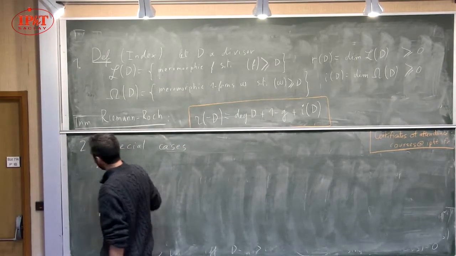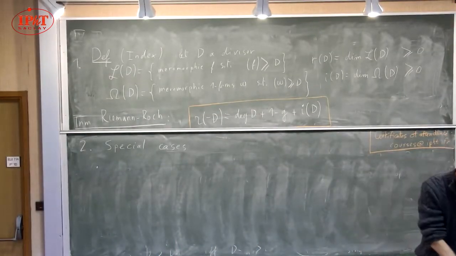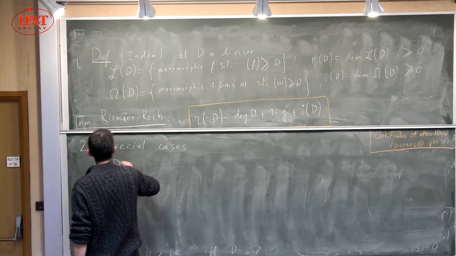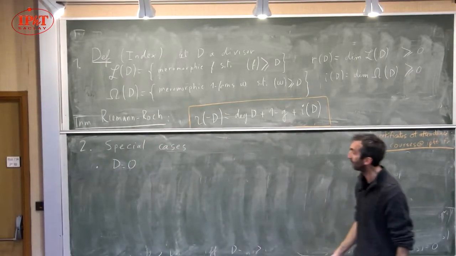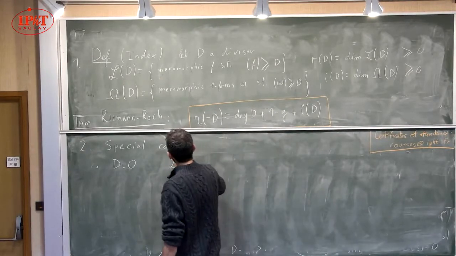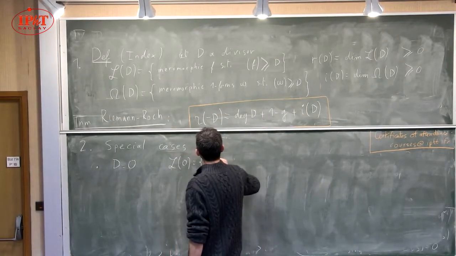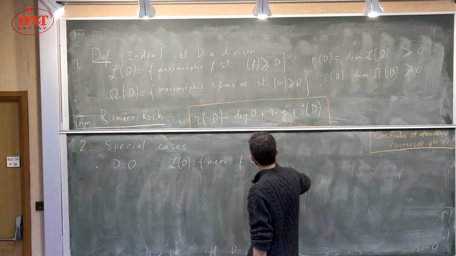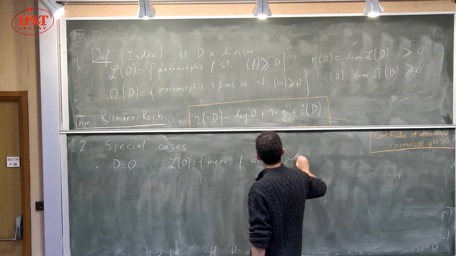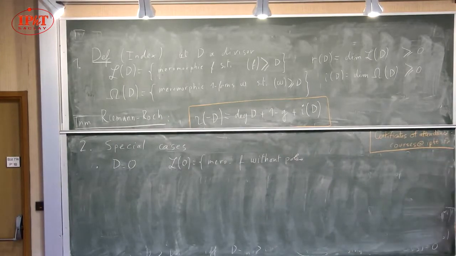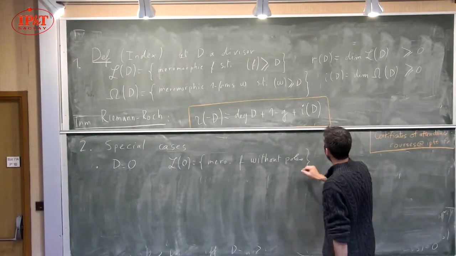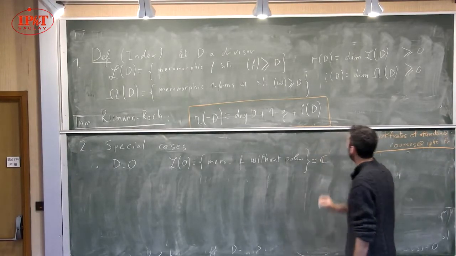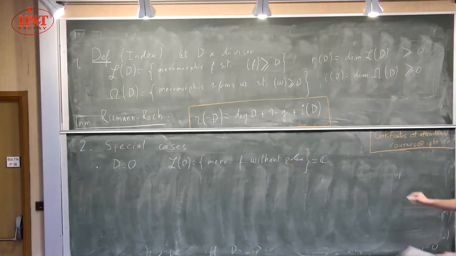The first special case will just be d equals 0. So now L of 0 is the set of meromorphic functions without poles. And basically these are constant functions. We know that this is basically C. These are constant functions, which means that R of 0 is 1.